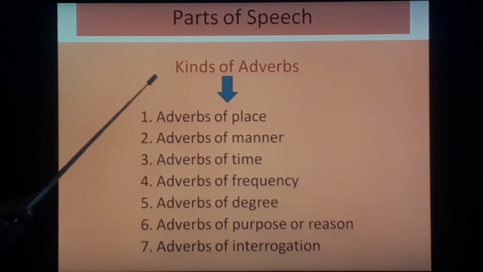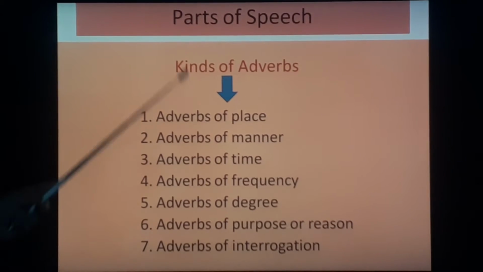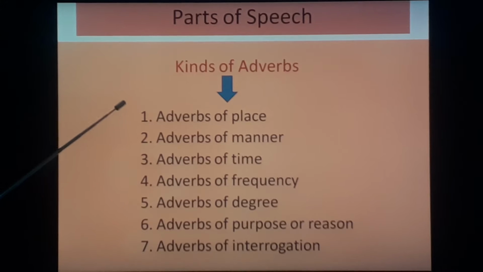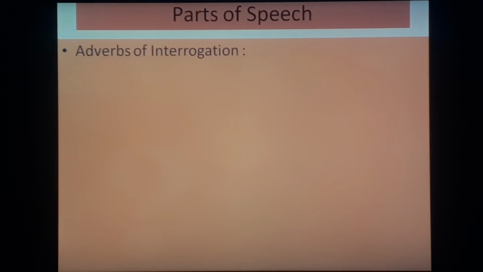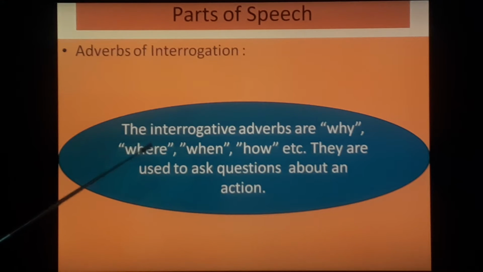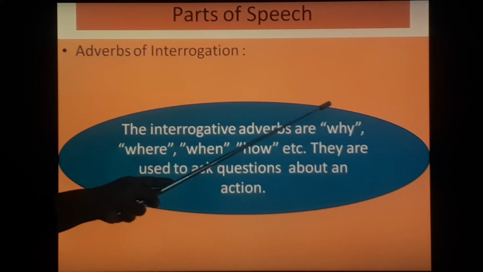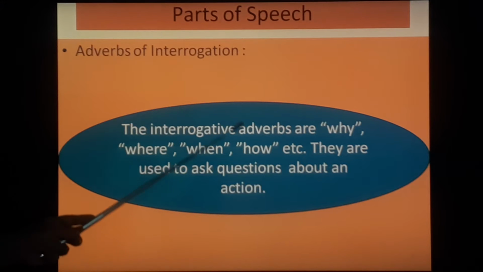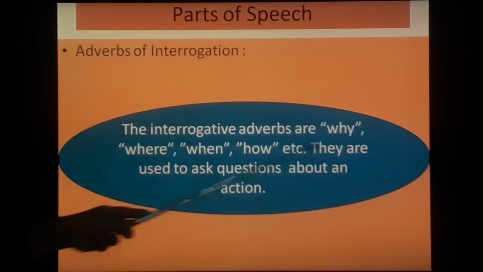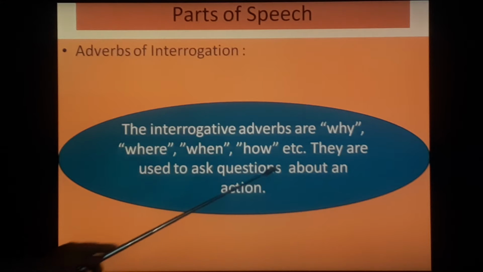So friends, today we will see the last kind of adverbs. We have already completed kind number 1 to kind number 6 and today we are going to see kind number 7, that is adverbs of interrogation. Let's see the definition. The interrogative adverbs are why, where, when, how and so on. They are used to ask questions about an action.